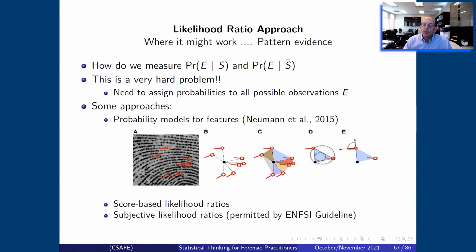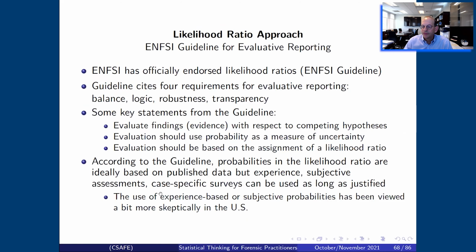That's hard. So a lot of people are doing what are called score-based likelihood ratios. And I'll tell you about that in a second. And some people are arguing for so-called subjective likelihood ratios. I'm going to start with the subjective likelihood ratios.